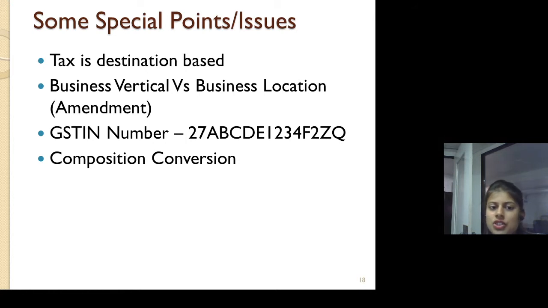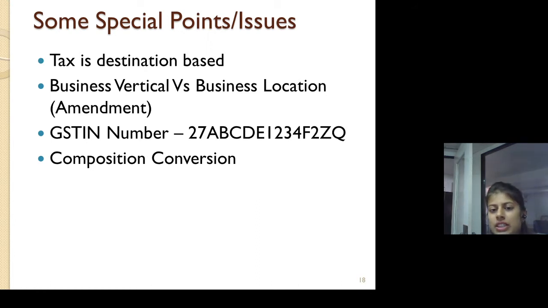After this, we'll see what a GST number is. How does a GST number look? Once you are registered, you will be allotted a GST number. This is a 15-digit GST number. I'll explain the notations. See, the first two digits, here I've taken 27. 27 is the state code for Maharashtra. So the first two digits are always the state code.